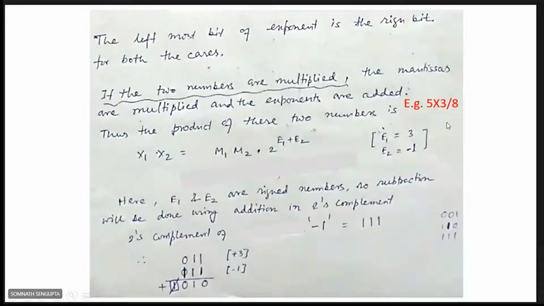Then we talked about multiplication of two numbers. The example is 5 into 3/8. The general rule is that the mantissas are multiplied but the exponents are added. The exponents are 3 and minus 1, which we have seen for the two numbers. So you have to add plus 3 and minus 1 in 2's complement. It is subtraction.